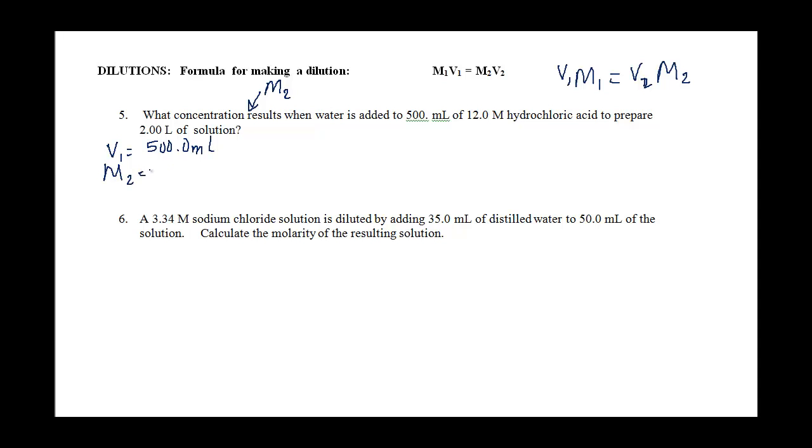And how much of that do I have? It's 500 milliliters, and it's of a 12 molar. It's concentrated. To prepare, this gives me a V2, 2 liters. Okay, M2 is what you're looking for in this one.